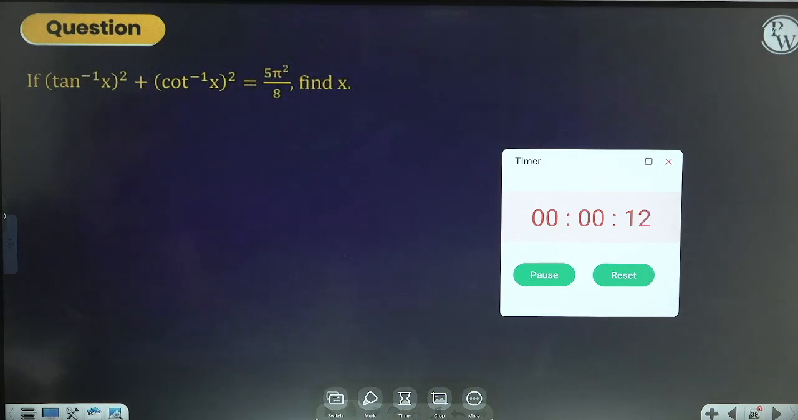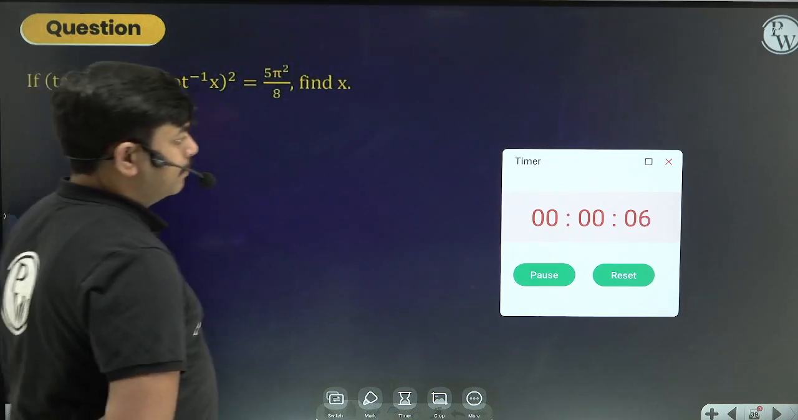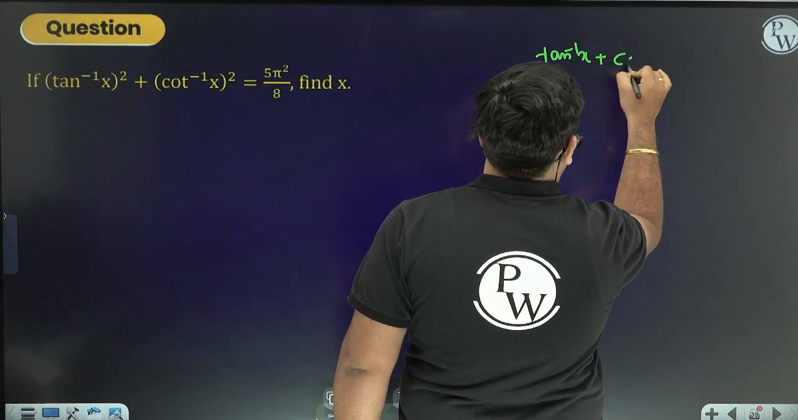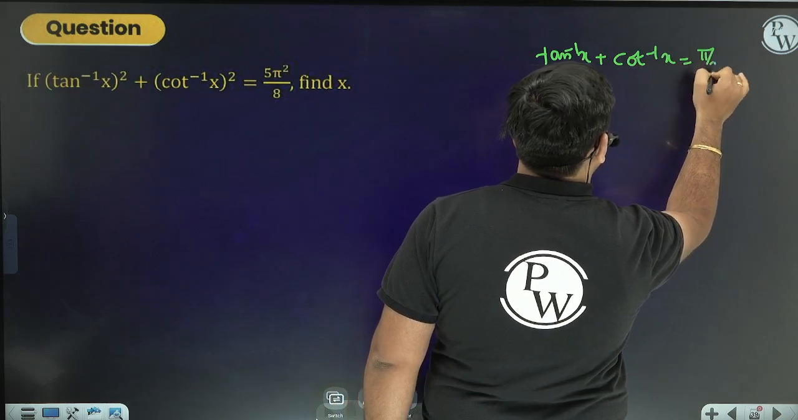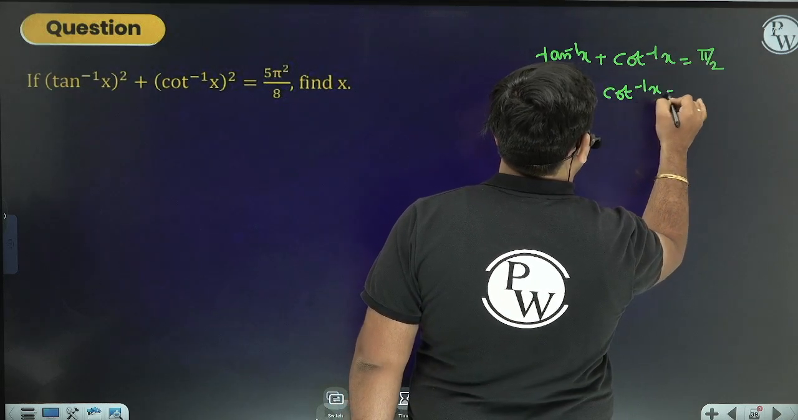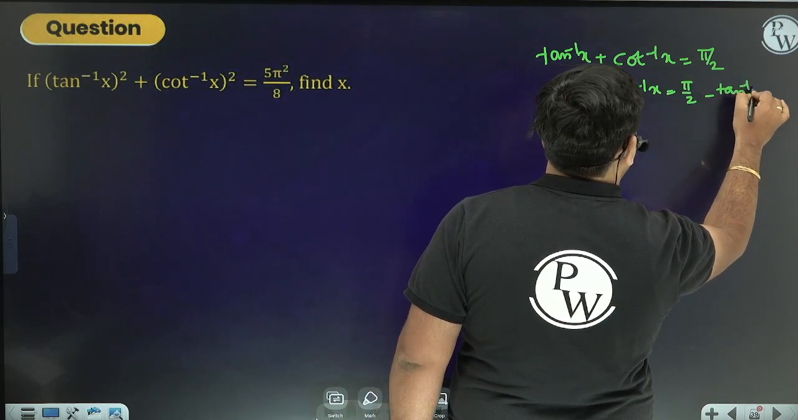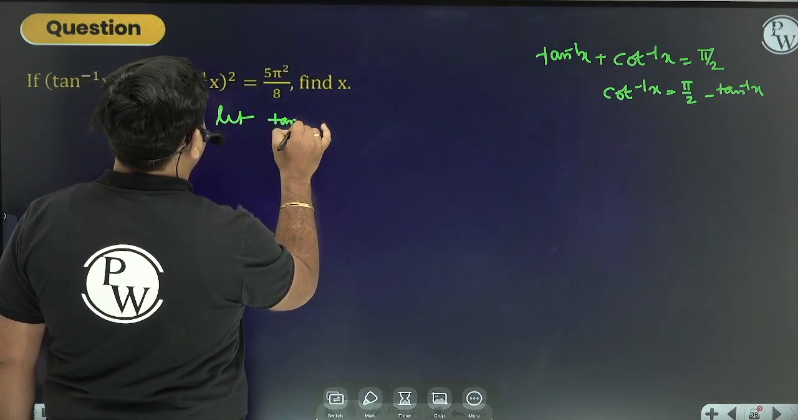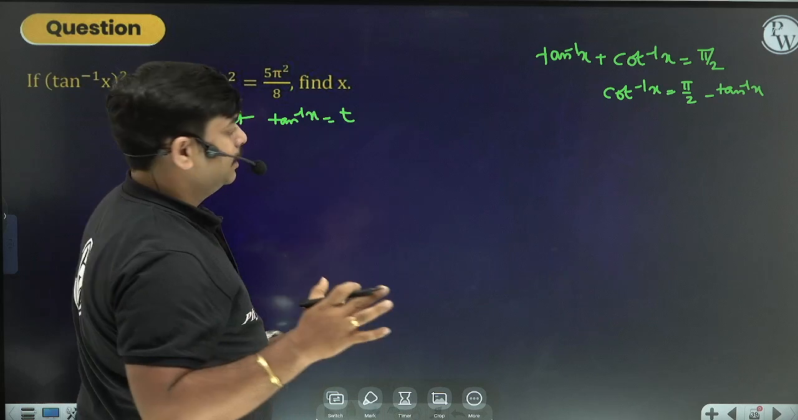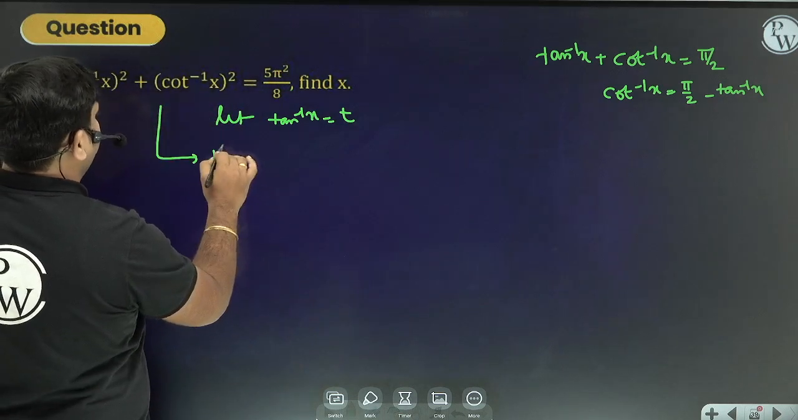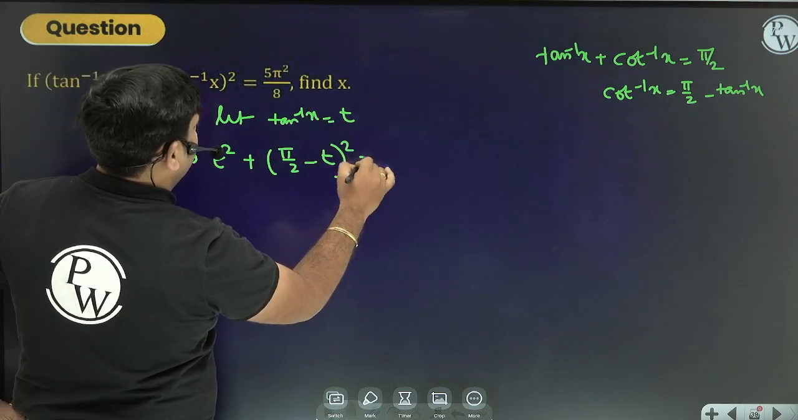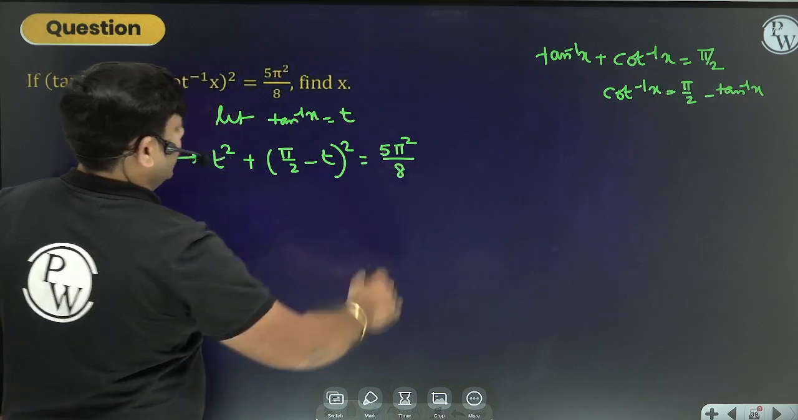Your time is done, last 10 seconds. So people, what is the relation between tan inverse x and cot inverse x? Is there any relation? We discussed that earlier, right? Tan inverse x plus cot inverse x is equal to pi by 2. So I can write cot inverse x as pi by 2 minus tan inverse x, right? Just for my easy writing, I'm taking let tan inverse of x is equal to t. Nothing important, but just for me to write it easily. So t square plus pi by 2 minus t whole square is equal to 5 pi square by 8, right?